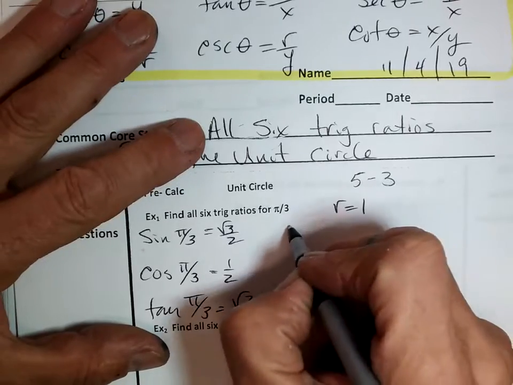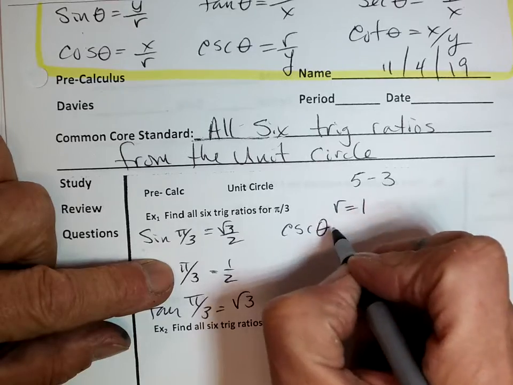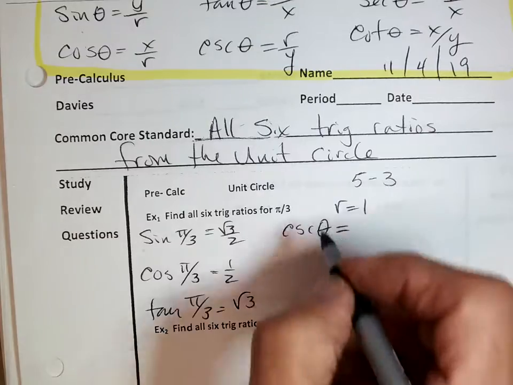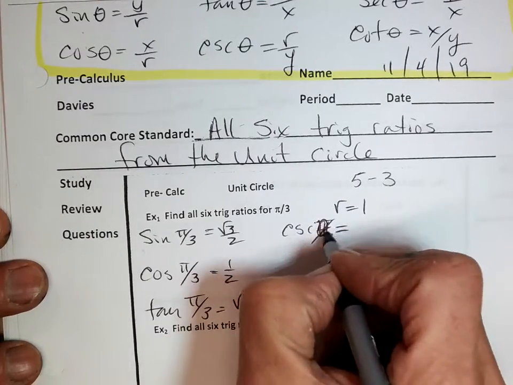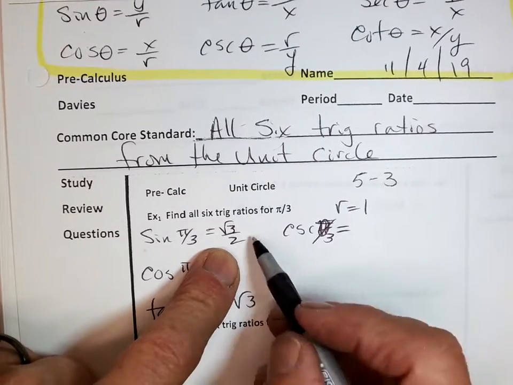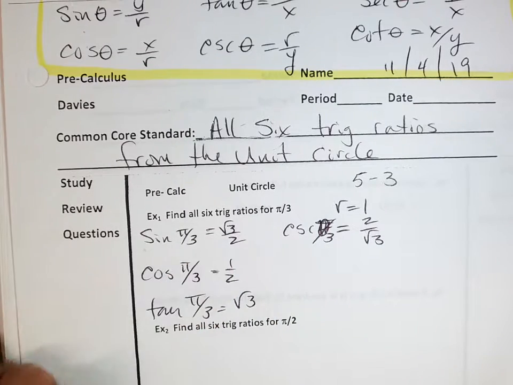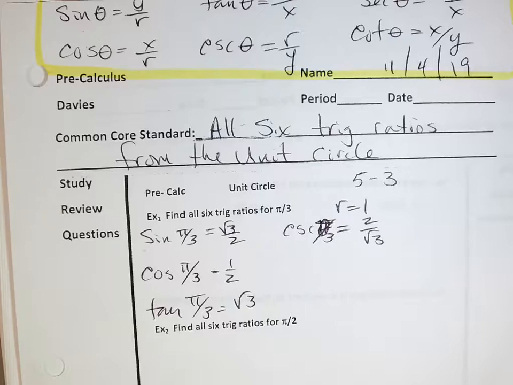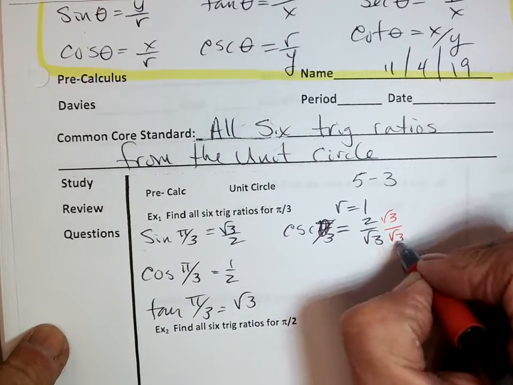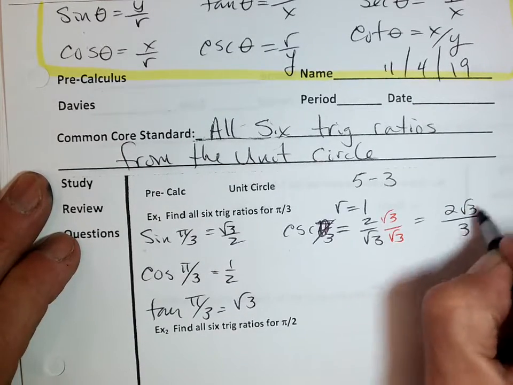Now, if I have to do cosecant of theta, so if I go to pi third, it is 2 over the square root of 3. How'd you get that, Landon? It's the opposite. So it is 2 over the square root of 3, which is totally correct. Can we fix it so it looks nicer? Sure we can, right? Multiply it by square root of 3 over square root of 3, and we're going to get an answer of 2 square roots of 3 over 3.